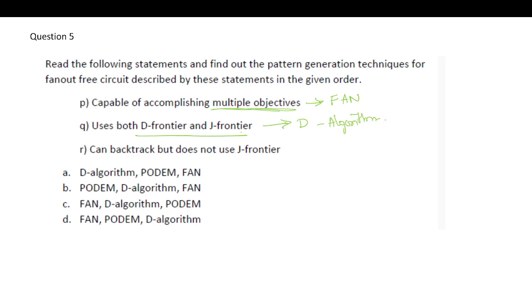Because in the PODEM algorithm, J frontier was removed. Backtrack but not use J frontier. That was in the PODEM. So this is FAN, D algorithm and PODEM, C option.